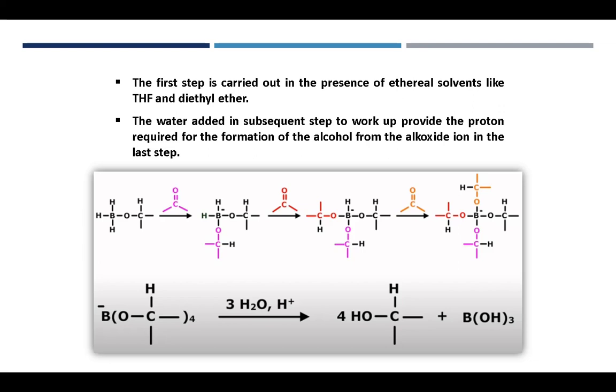The first step is carried out in the presence of ethereal solvents, like THF and diethyl ether. Water or alcohol is added in a subsequent step to work up the reaction, and this is where the proton comes from, for the alkoxide ion to take this proton and get converted into alcohol in the last step.